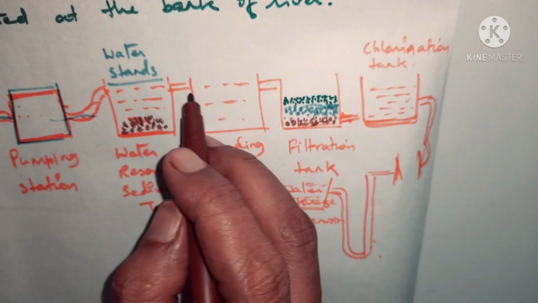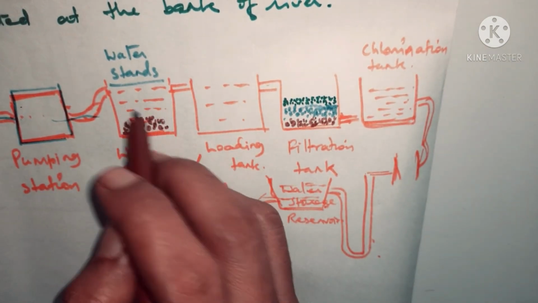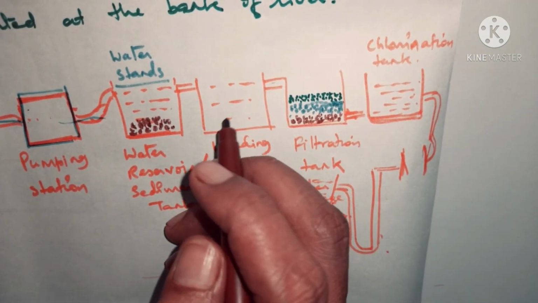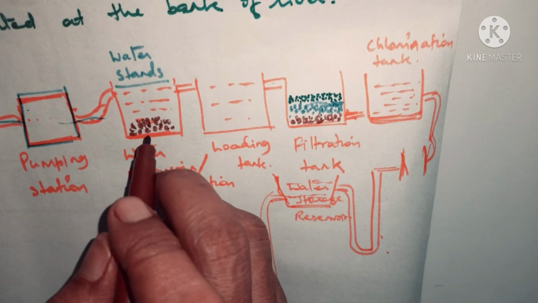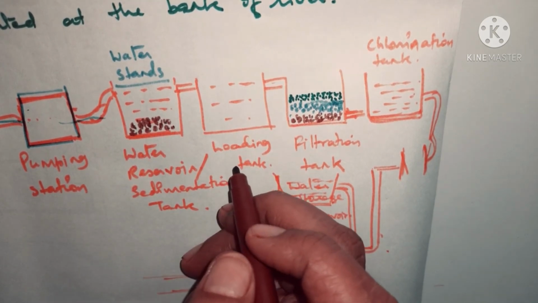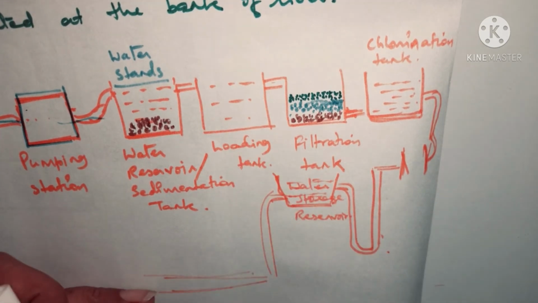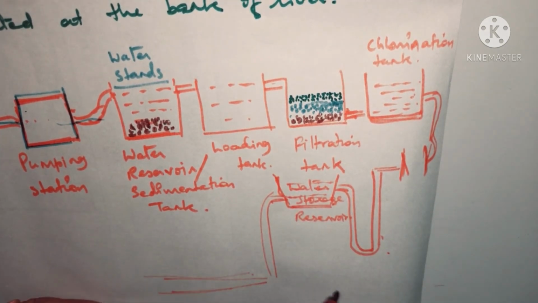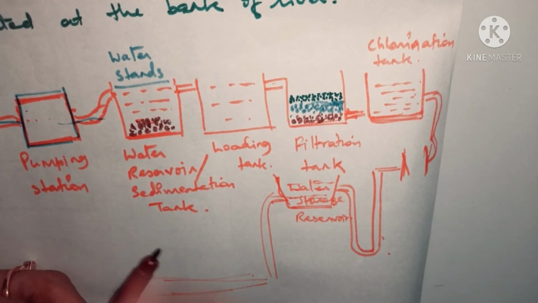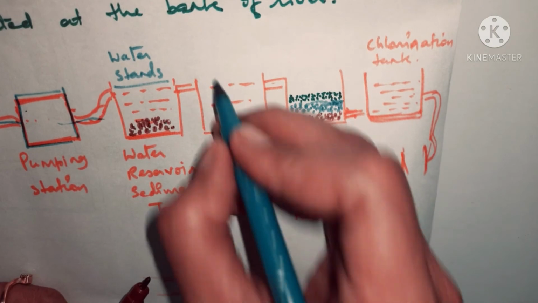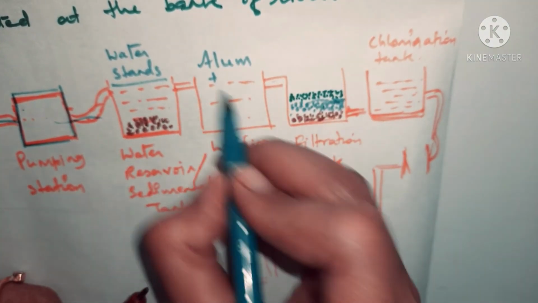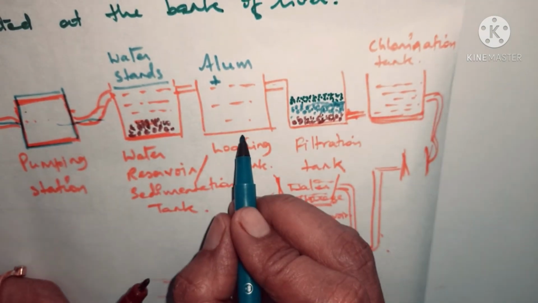Then the water from the top layer, the upper surface water, is allowed to pass through another tank. From this sedimentation tank it is sent to the loading tank. This tank is known as the loading tank, where alum is added to this water.